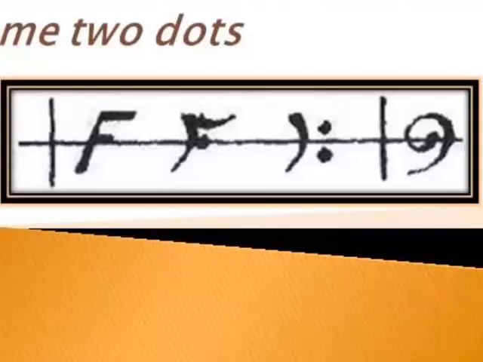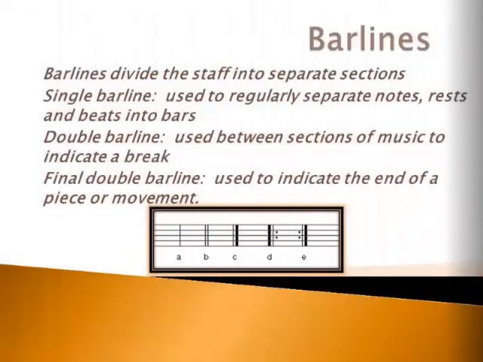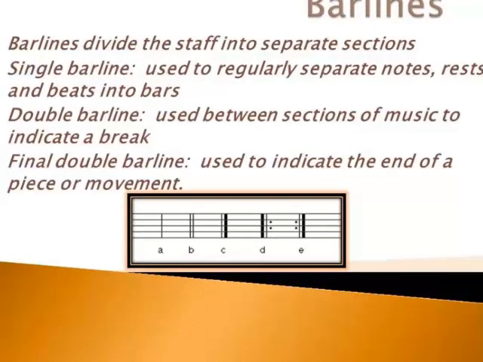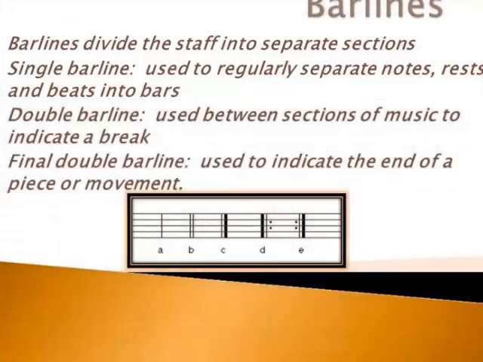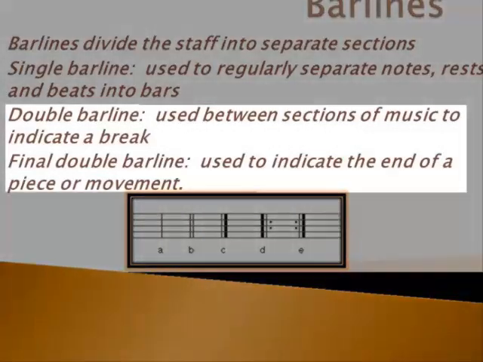So now we've talked about the treble clef and the bass clef, or the G clef and the F clef. Now we're going to look at bar lines. Bar lines, as you know, are simply a way of dividing the staff into smaller sections. We have single bar lines, and our single bar lines are putting our notes and rests into bars or into measures of music, which is based on the time signature.